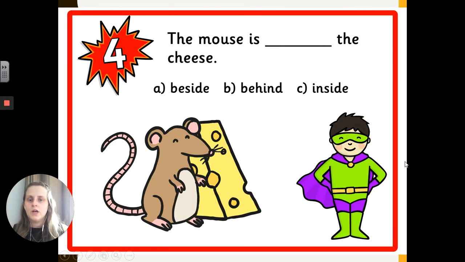Okay. Question 4. So now you're thinking about how you can describe the position of this mouse compared to the cheese. So is he beside, behind, or inside of the cheese? So A, B, or C? Beside, behind, or inside?